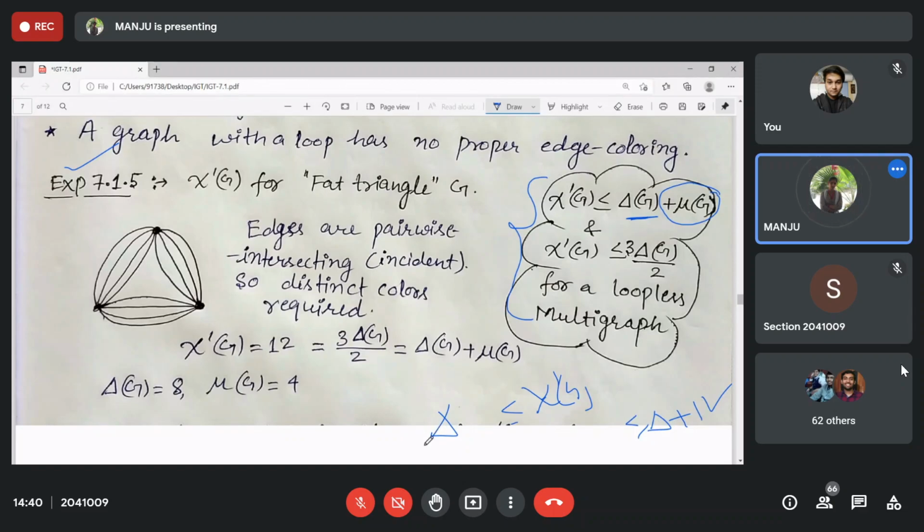So its lower bound is delta again, and the upper bound is delta plus mu, that is, delta(G) plus mu(G). And one more lower bound you have: 3/2 delta(G). How you can just check it for this multigraph.